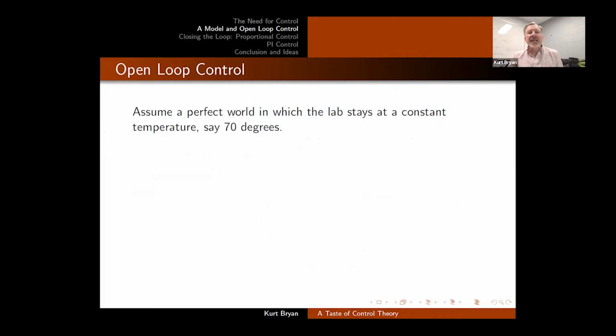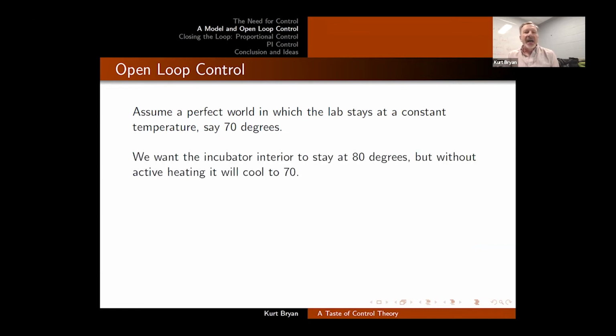So let's look at an incubator. Let's say it's sitting in a lab that's at a constant temperature of 70 degrees Fahrenheit. We want the incubator's interior to stay at 80 degrees. But of course, if you don't do anything, if you have no heating or cooling in the incubator, it's going to cool down to 70 degrees, basic thermo.